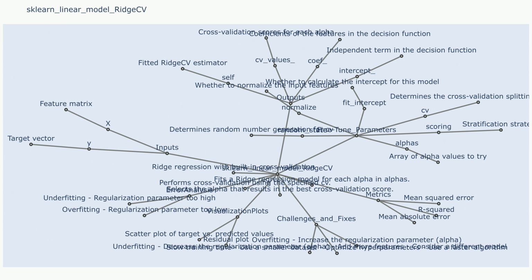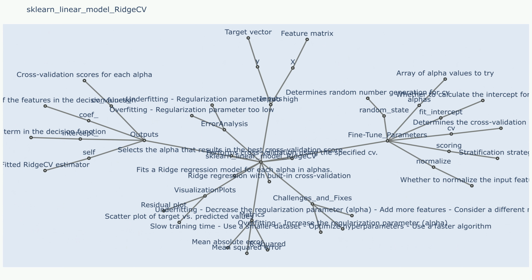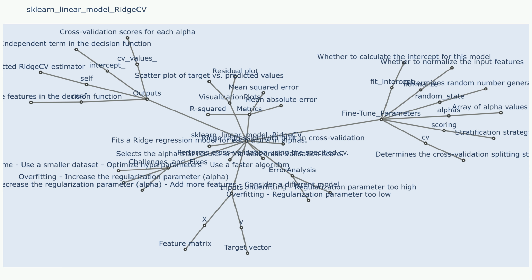Visualization plots. Alpha vs cross-validation score, a plot visualizing the cross-validation scores for each alpha value. This helps understand how the model performs with different regularization strengths. Residual plot, a plot showing the difference between the predicted and actual values. This can reveal potential issues like non-linearity or heteroscedasticity.